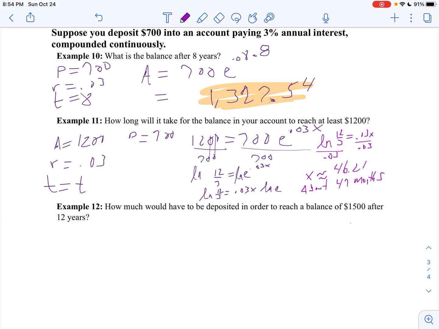Last problem, it says, how much would you have to have deposited in order to reach a balance of $1,500 after 12 years? So this time I'm looking for P, aren't I? So A equals Pe to the rt power. I want to find out what my balance of $1,500 is. I don't know how much I'm starting with, but I do know it's 0.03 times 12.